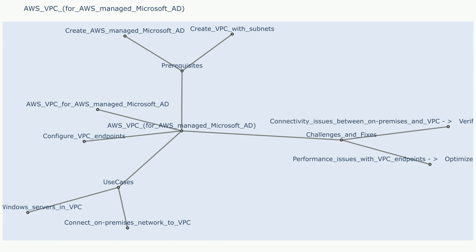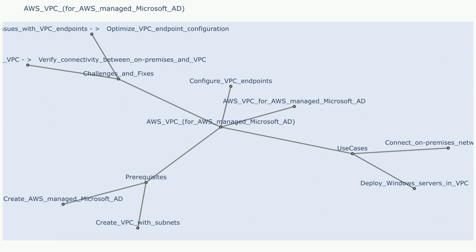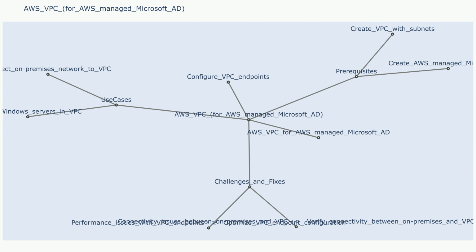Use cases: deploy Windows servers in VPC. You can launch Windows servers in the VPC and join them to the AWS Managed Microsoft AD domain. This will allow you to manage these servers using group policy, Active Directory Users and Computers (ADUC), and other Active Directory tools.